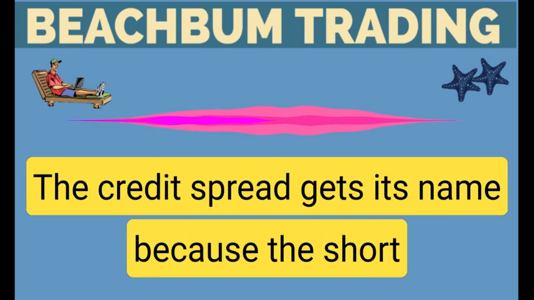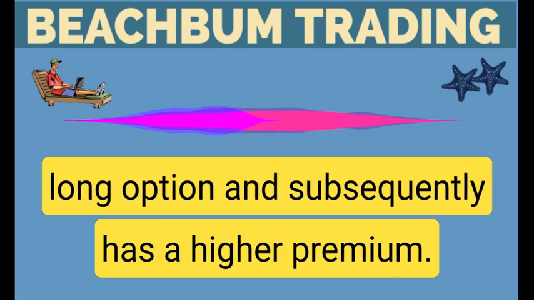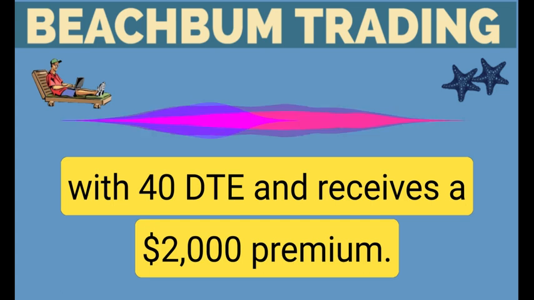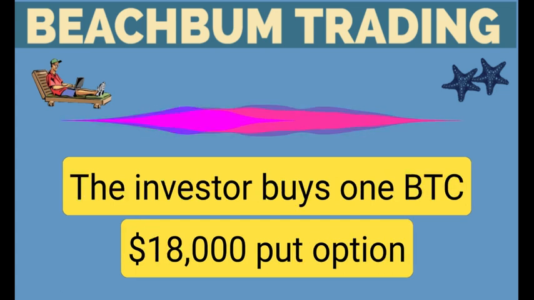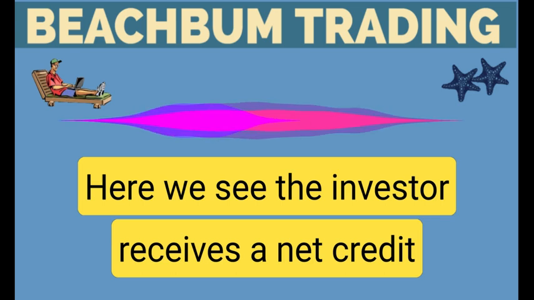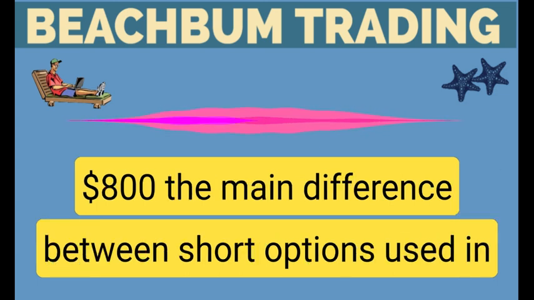The credit spread gets its name because the short option is always closer to the money than the long option and subsequently has a higher premium. For instance, an investor sells one BTC $20,000 put option with 40 DTE and receives a $2,000 premium. The investor buys one BTC $18,000 put option with 40 DTE and pays an $800 premium. Here we see the investor receives a net credit of $1,200: premium received of $2,000, premium paid of $800.